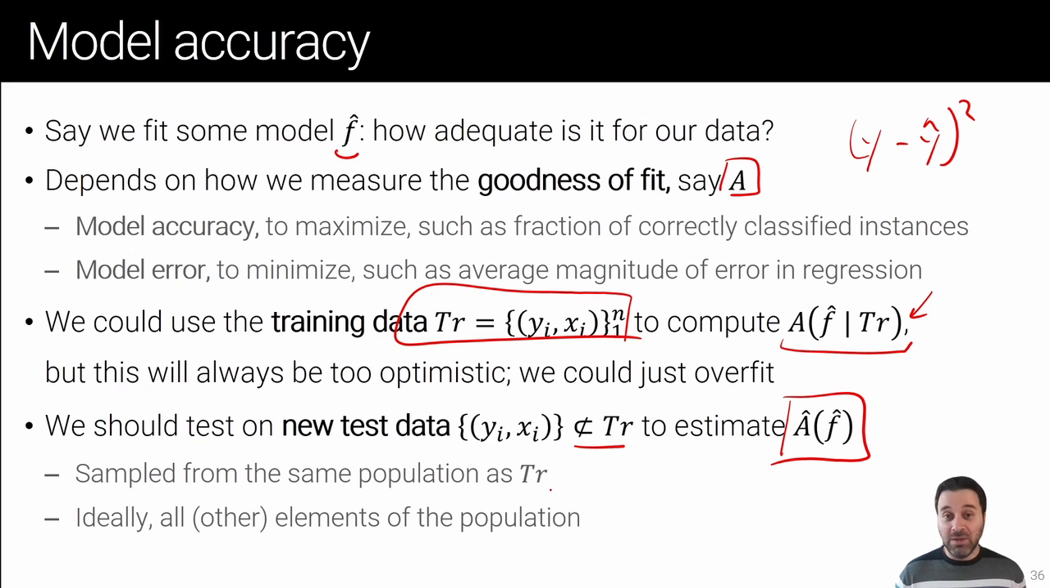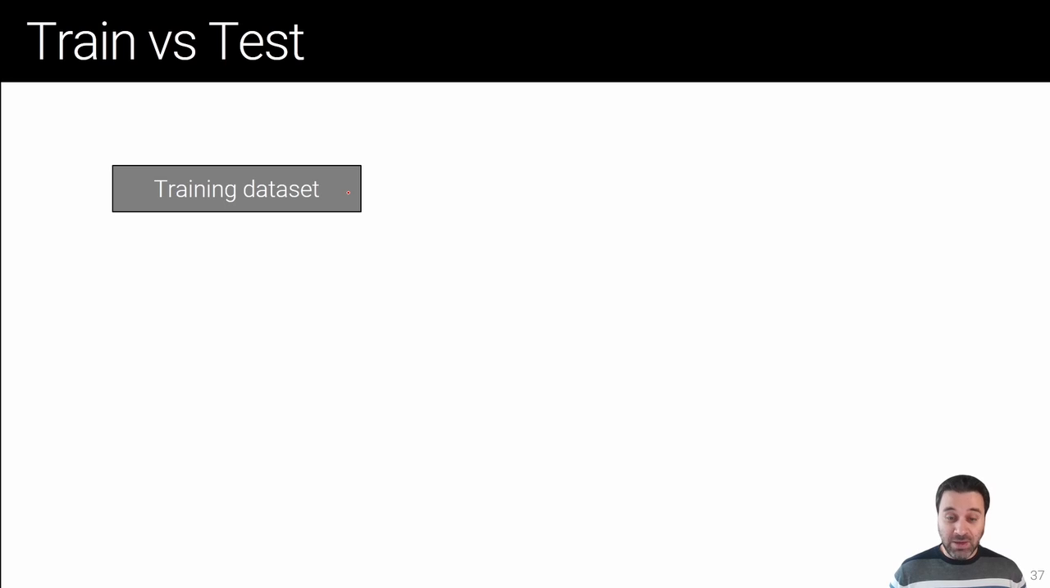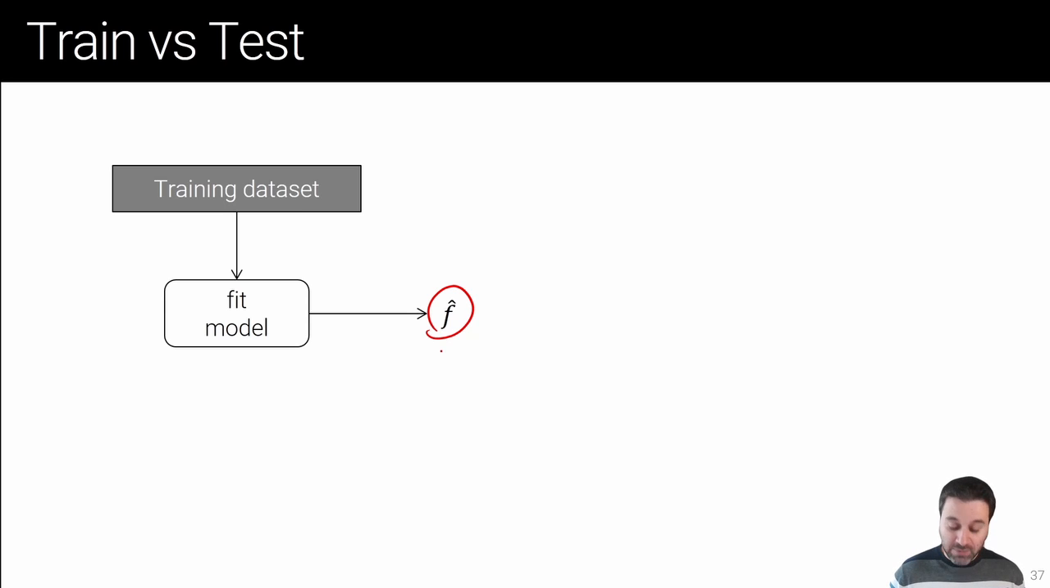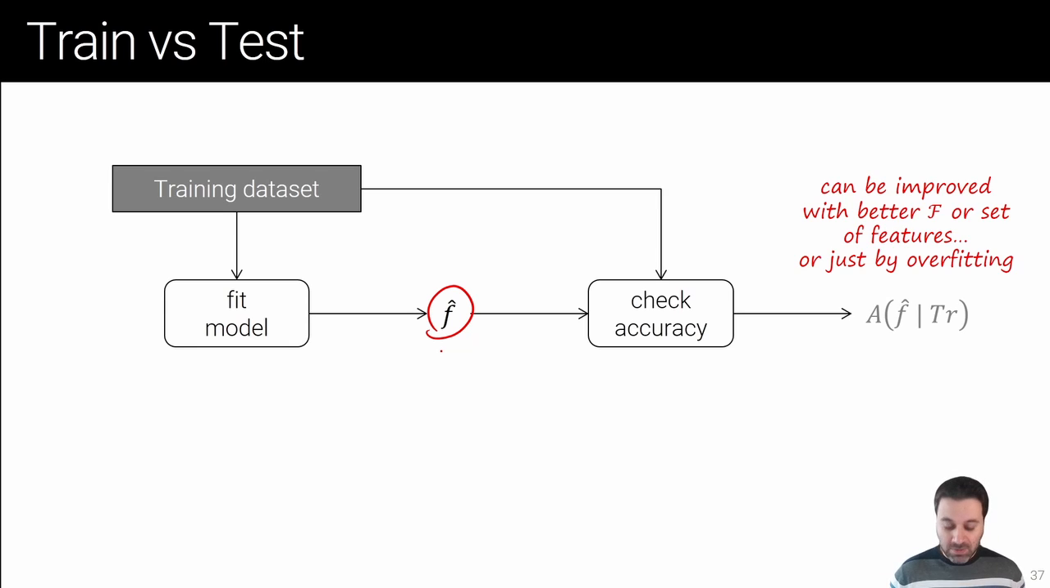So if we want to build a model f for a certain population, then ideally we should see how well the model behaves, how well the model performs, or how well it fits all the other data in the population. That's the idea. So let's say we have a training data set over here in gray. Then we can use the data to fit the model. We have it over here, f hat, and we can check the goodness of fit of this model, using again the training set. Now, this would give us the accuracy of the model given the training set.